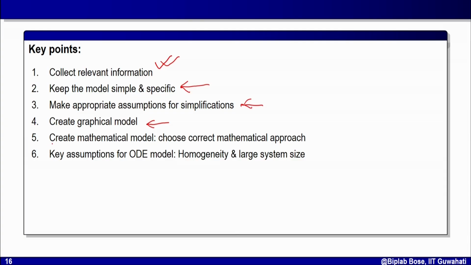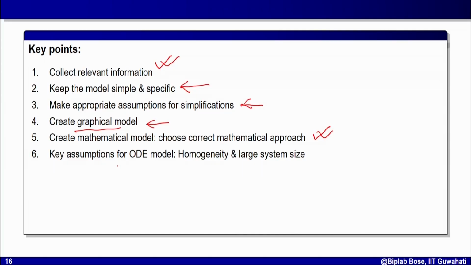Once you have done the graphical model, go for the mathematical model. A mathematical model is nothing but a set of equations representing the processes. In this course, we will write an ordinary differential equation to represent each of the processes. And remember, an ODE represents the rate of a particular process.